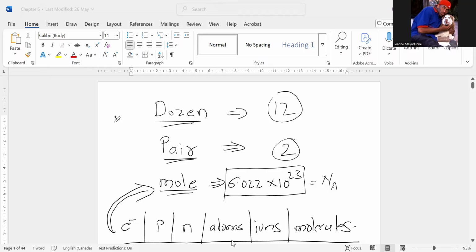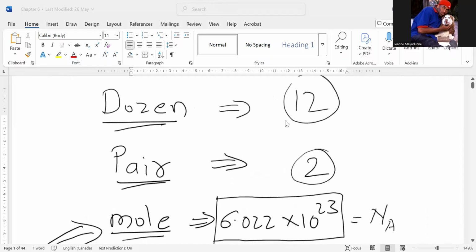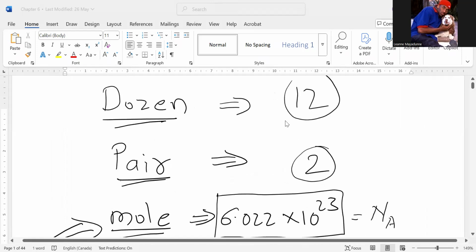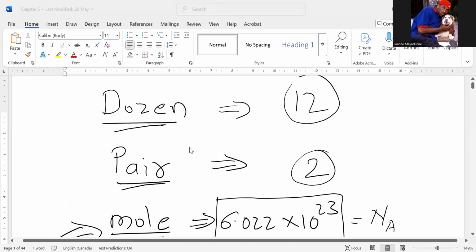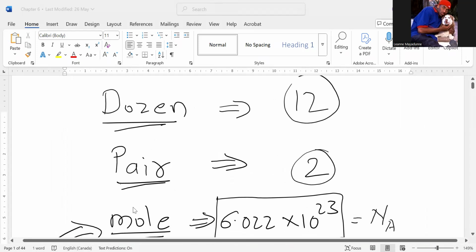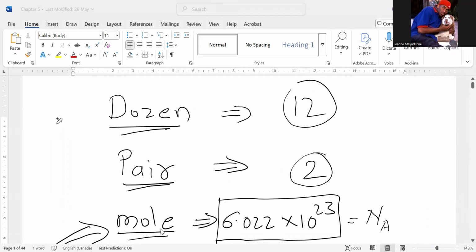Any difficulties so far, whatever we did? No, not so far. Everything is clear. Yeah, good. Now there will be a lot of calculations involved when we do the mole concept. Can you see the screen? Yeah.